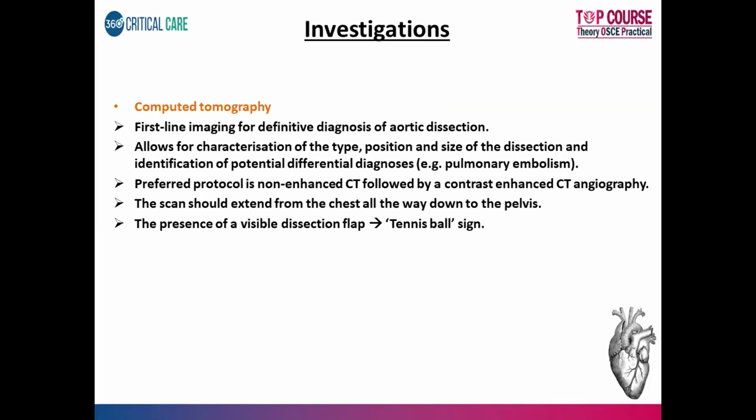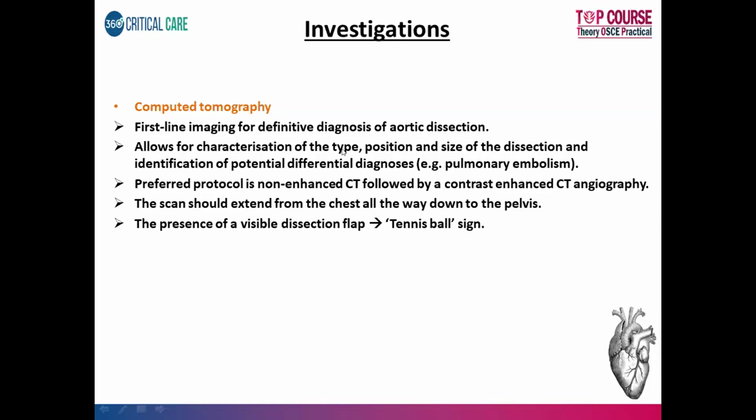So how do you diagnose, or what are the investigations which are usually done in acute aortic dissection? The most common one which we do is a computed tomography. So it is the first line imaging technique for the diagnosis of acute dissection. So what do we see here? We usually see the type of the aortic dissection, where is the position, the size of the dissection, and also to rule out any other differential diagnosis.